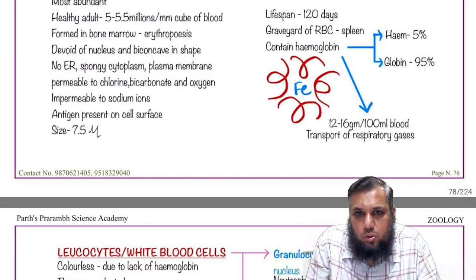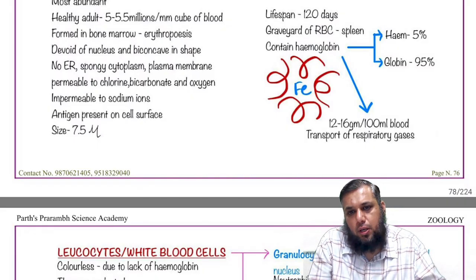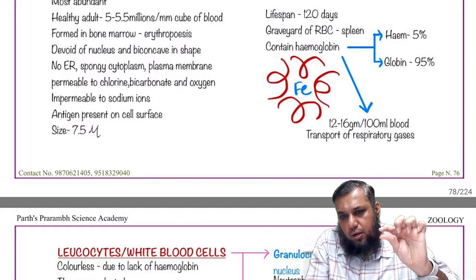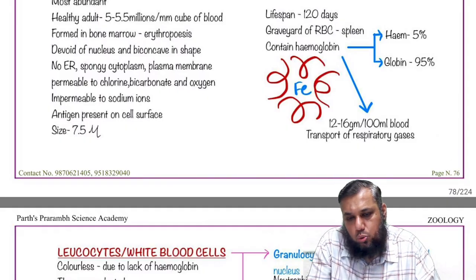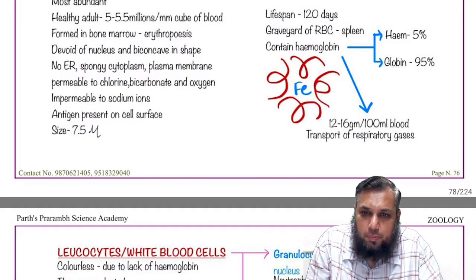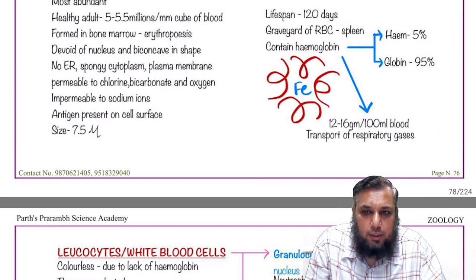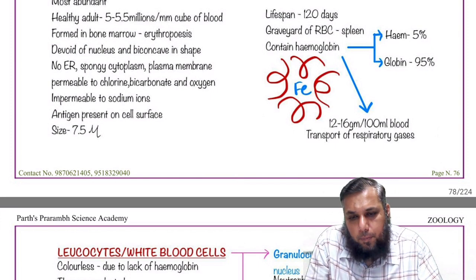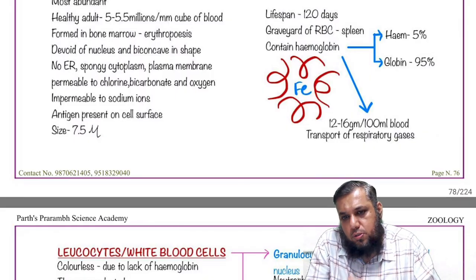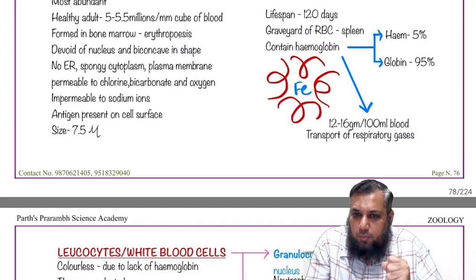And after the 120 days, the red blood cells are destroyed in the spleen. So that is why the spleen is called the graveyard of the red blood cells. Some of the splenic capillaries are very narrow, so when the old red blood cells try to pass through them, they squeeze and they are ruptured. The spleen is a very interesting organ, as I have told you. The spleen is located above the stomach, and the spleen shows the presence of a region which is called a pulp, which shows the presence of young red blood cells.